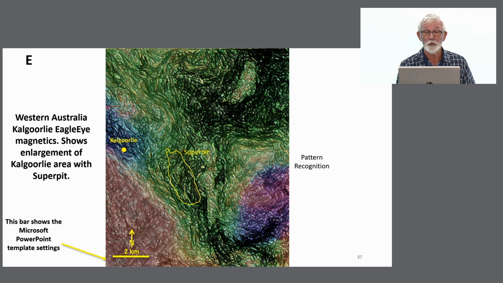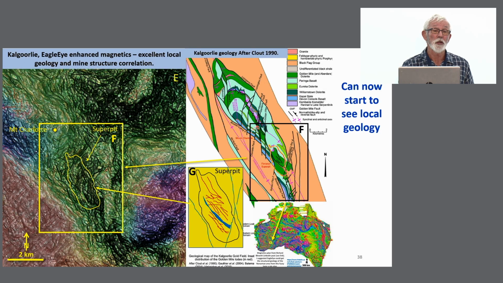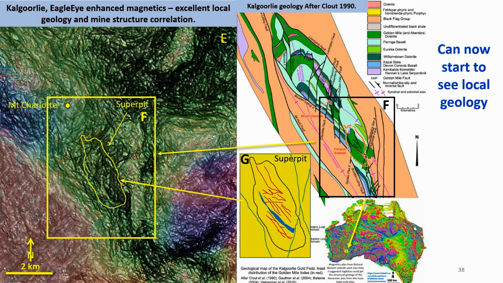So back to pattern recognition again, and it shows where the Superpit is. It's right there. Superpit's a bit bigger than that now, but not much bigger. Same at the north end and bigger at the south end. All right, so geology of the Superpit. This should be quite revealing.